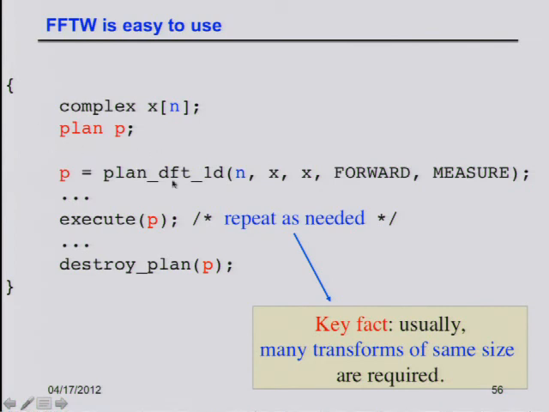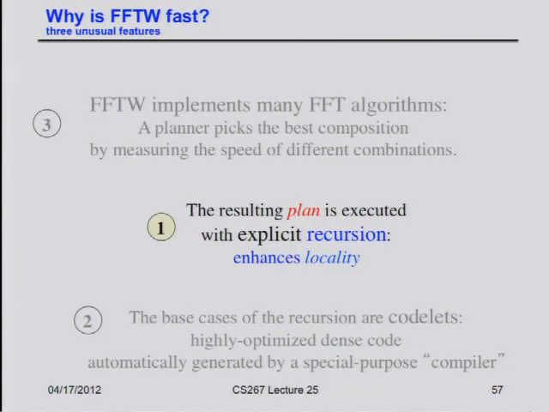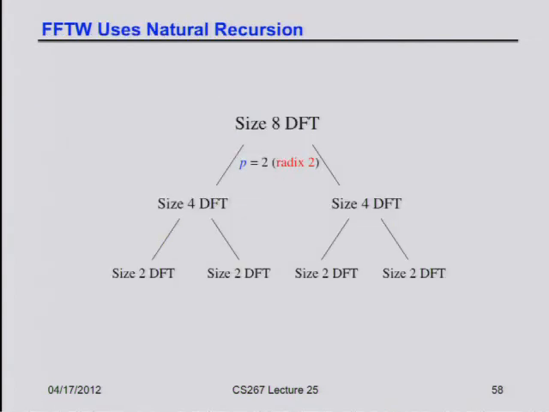And the reason that you're willing to pay this price, because it's a significant overhead to build a plan, is you're probably going to do a lot of FFTs over and over again for the same size, so it's worth paying that overhead. So in order to deal with minimizing communication, what they do is recursion.